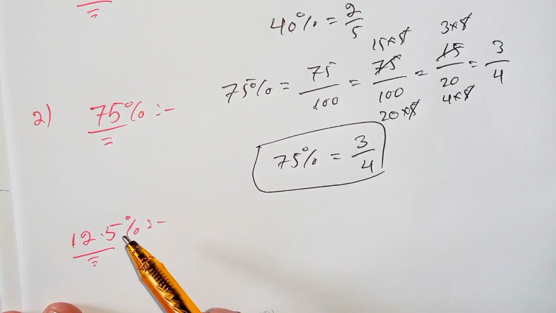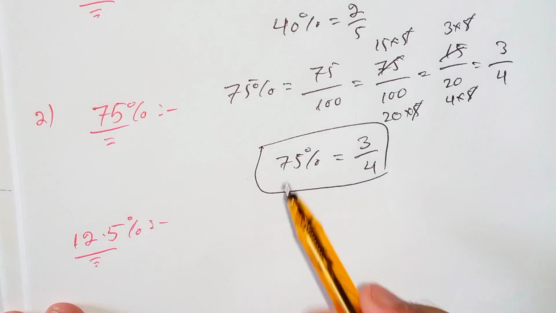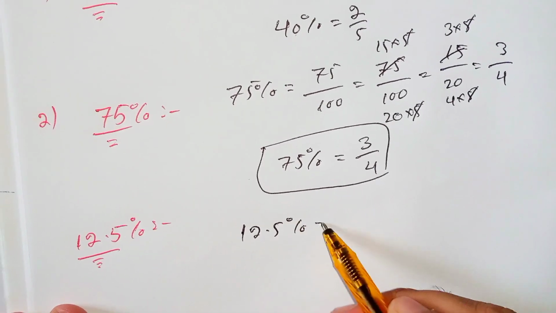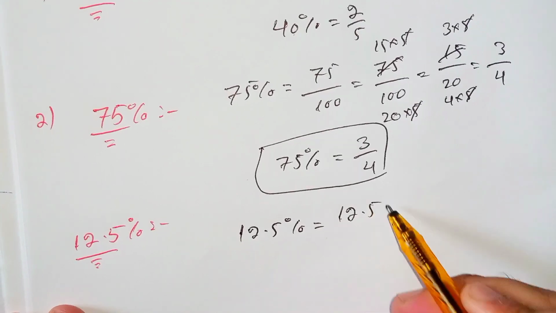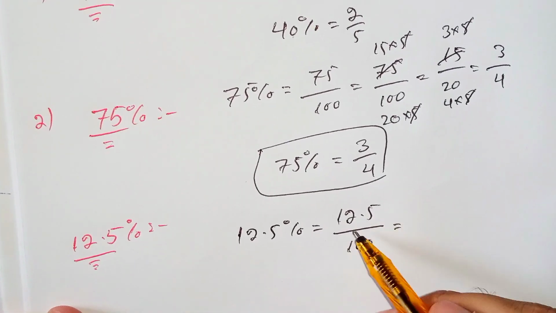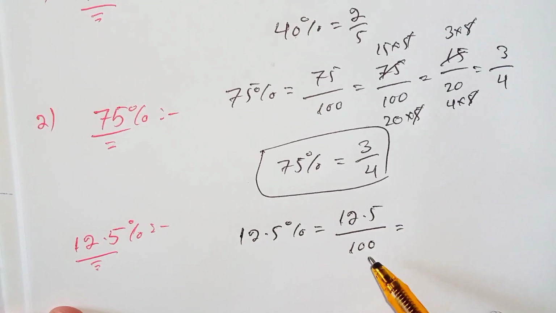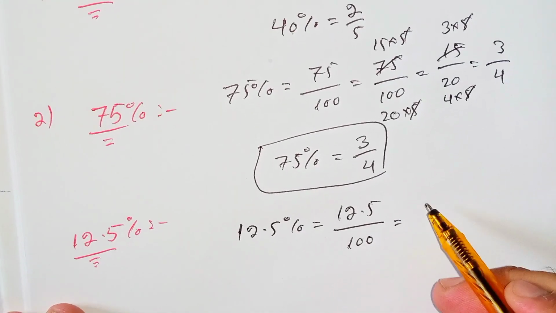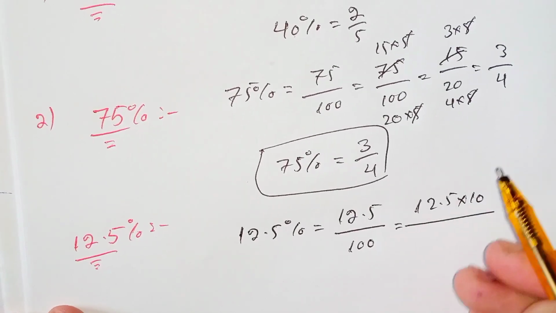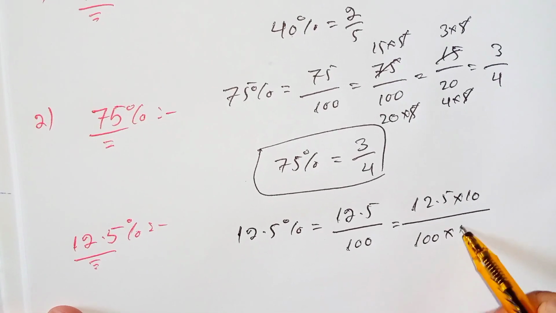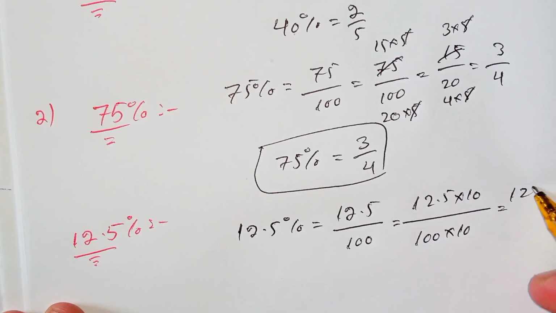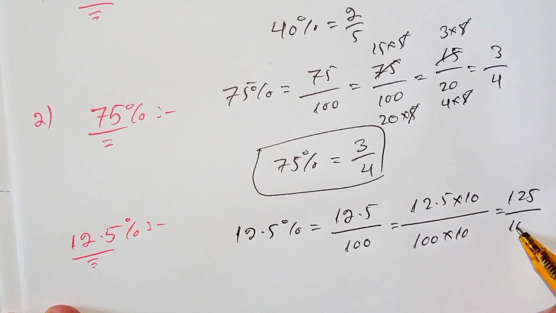What is 12.5% in fraction? So 12.5% is equal to 12.5 over 100. Now we will multiply 12.5 by 10 and multiply 100 by 10. So 12.5 multiplied by 10 divided by 100 multiplied by 10, which is equal to 125 over 1000.